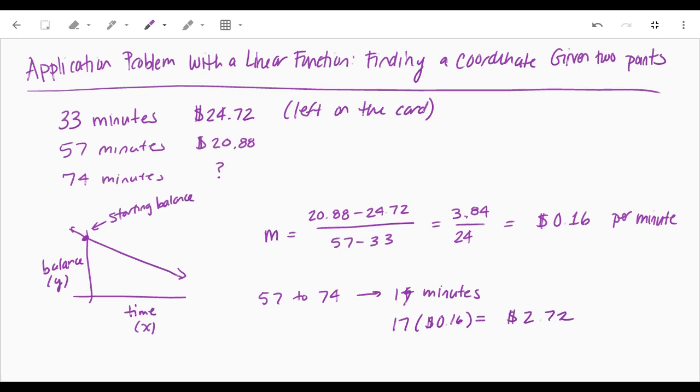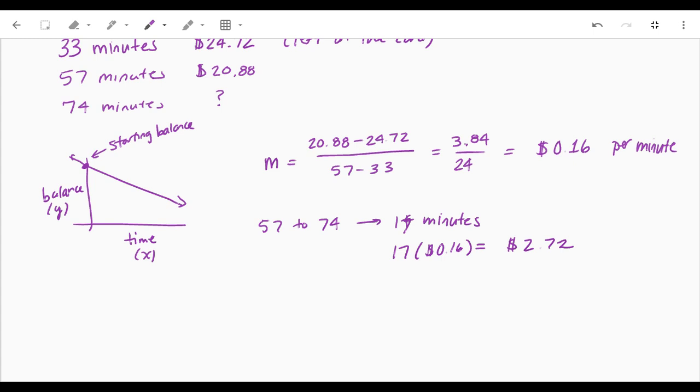So if at 57 we're already at 20.88, another 17 minutes is going to be 20.88 minus another 2.72. So we're going to have 18.16. There we go. It's probably the easiest way to do it would be like that. All right. Next one.